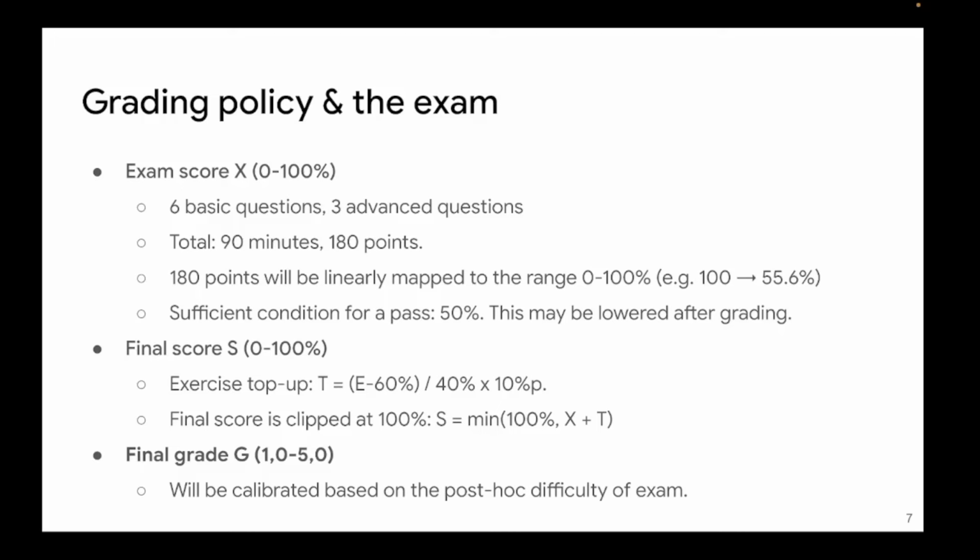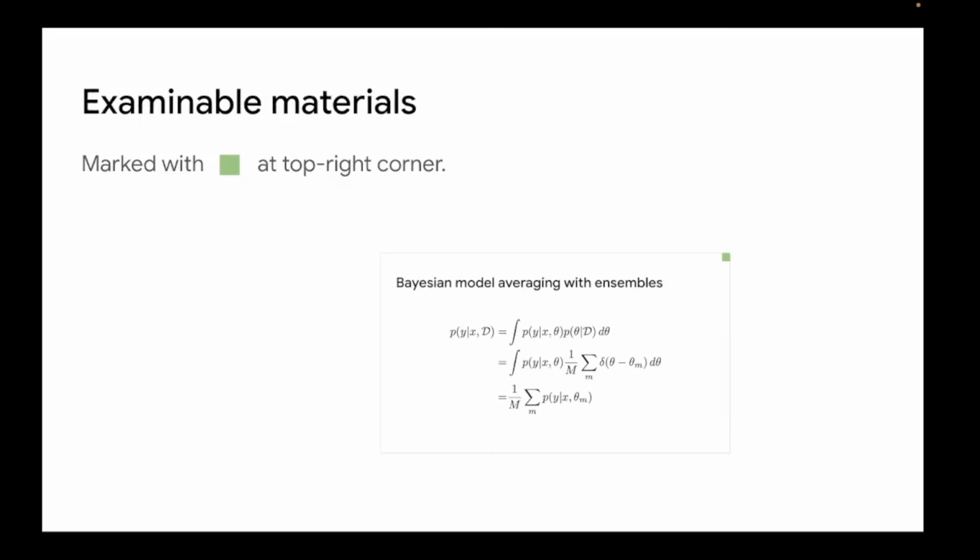restrictive, right? And then there is going to be a final score, which is accounting for the exercise top-up from your exercises. The max top-up is 10 percentage points on top of the exam score. If it goes beyond 100% after summing these two up, then we're going to cut off at 100%. So you can never get something beyond 100%. And finally, the final grade between 1.0 and 5.0, the exact mapping will be decided post hoc after the grading, because we don't know yet what the difficulty of the exam is precisely. We try to control that as much as possible a priori, but there is always some further calibration afterwards. As you know, there's this green mark on top of the slides that are examinable.